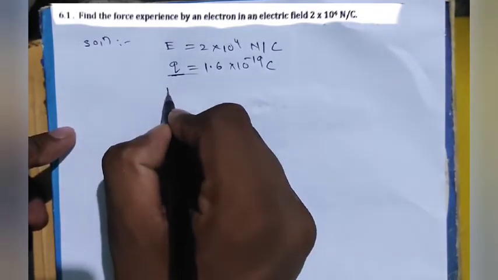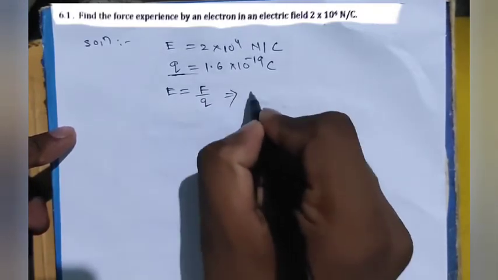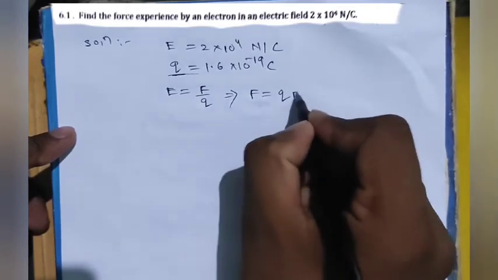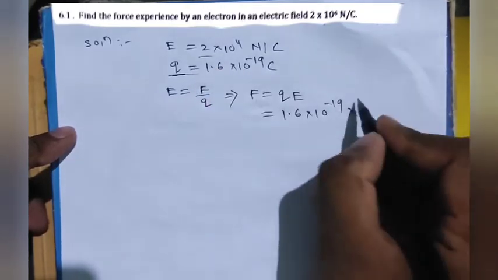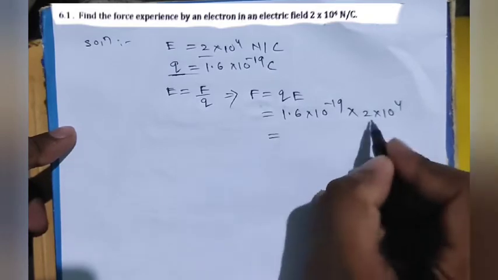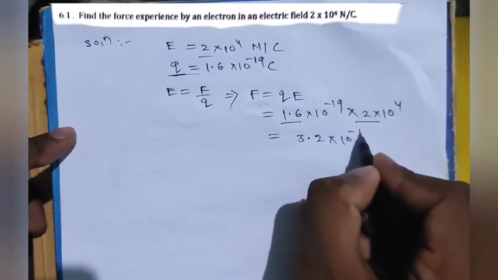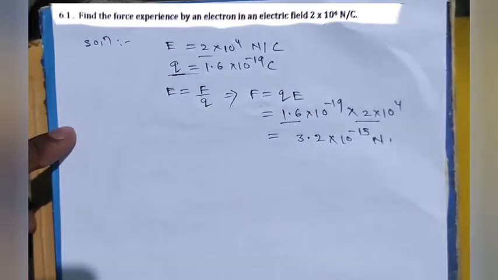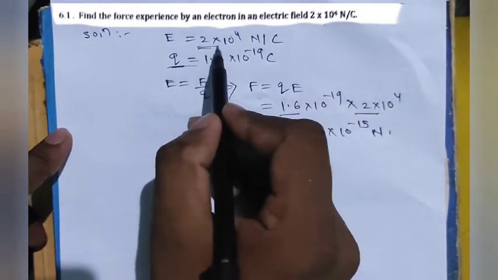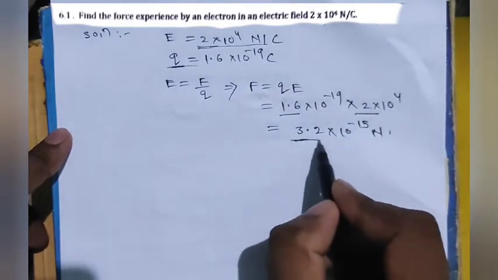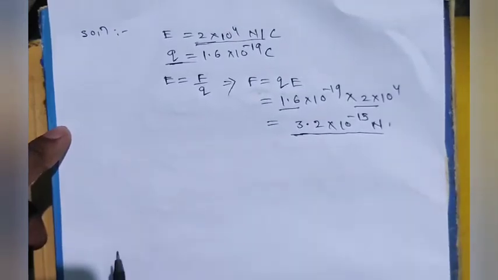So we know the formula. Electric field is force divided by Q, and force is simply QE. Q is given 1.6 into 10 to the power minus 19 Coulomb, and E is given 2 into 10 to the power 4 Newton per Coulomb. So when we multiply 1.6 with 2, it will be 3.2 into 10 to the power minus 15 Newton. So when an electron moves in an electric field 2 into 10 to the power 4 Newton per Coulomb, it will experience a force 3.2 into 10 to the power minus 15 Newton. Is it clear? Now I will go to the next question.